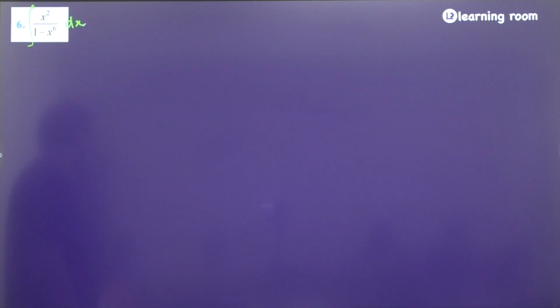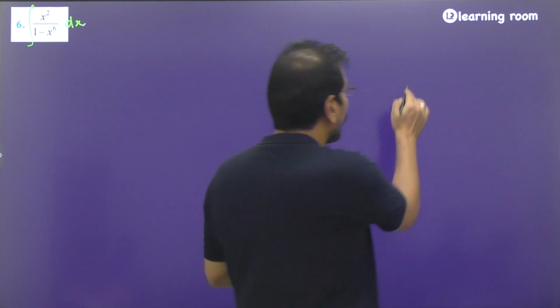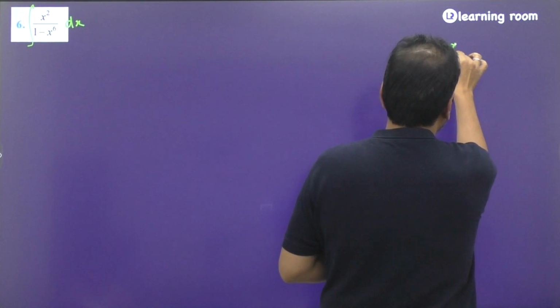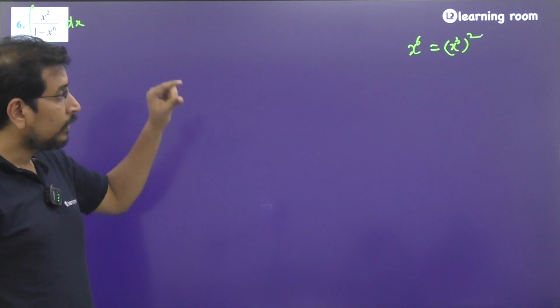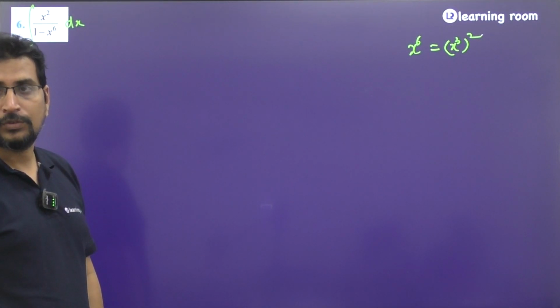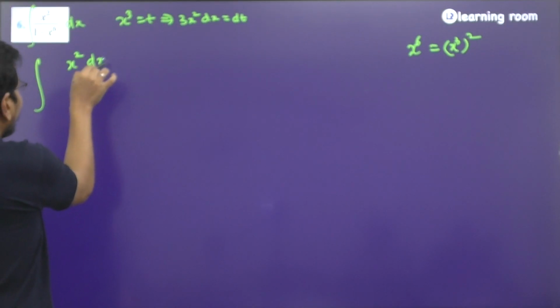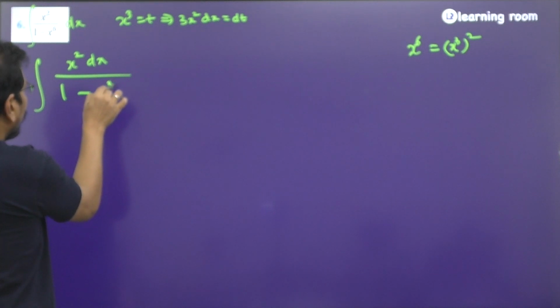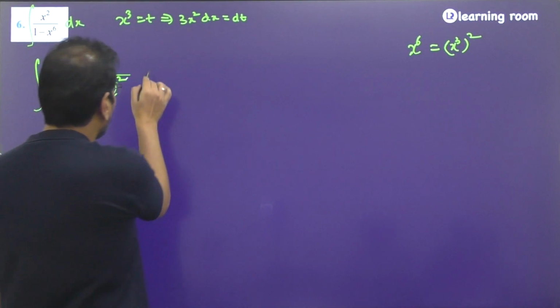So the integral of x square divided by 1 minus x power 6. Again, if you observe, the numerator is x square, but the denominator has the power of 6. So since you have x power 6, you can write x power 6 as x cube the whole square, so that if you substitute x cube as t, this will be x square dx divided by 1 minus x cube the whole square. So x square dx is how much? x square dx is dt by 3.